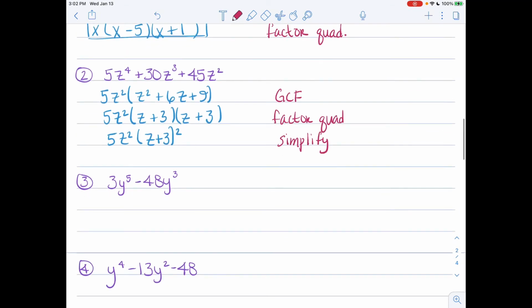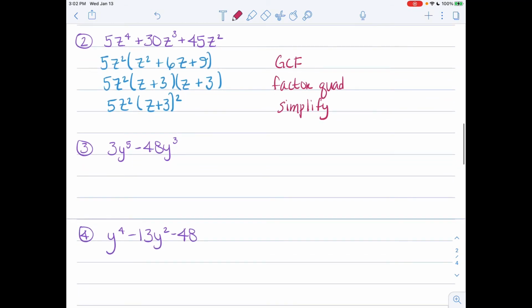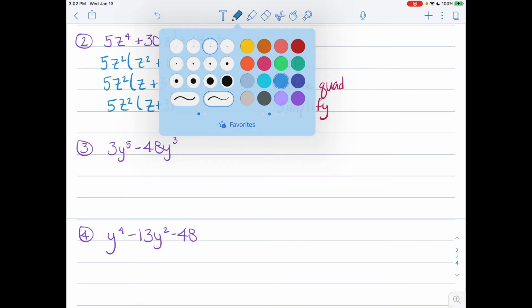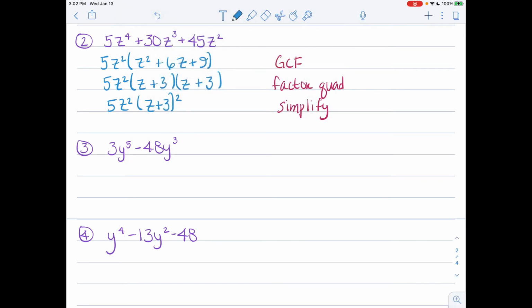Let's look at this next one. We're getting into something a little different now. The first thing I notice is that there's only 2 terms here. But before we get into what to do with that, we want to look for a greatest common factor. 3 will divide into 48, so I'm going to pull that out, as well as a y to the 3rd out to the front. Dividing both terms by 3y cubed, I'm going to have y squared minus 16. So that, again, is starting out by pulling out a GCF to the front.